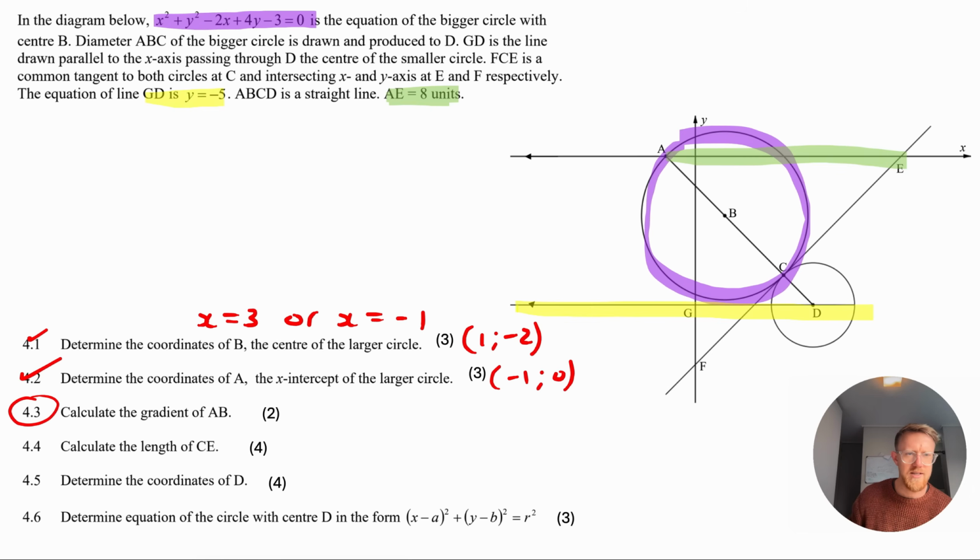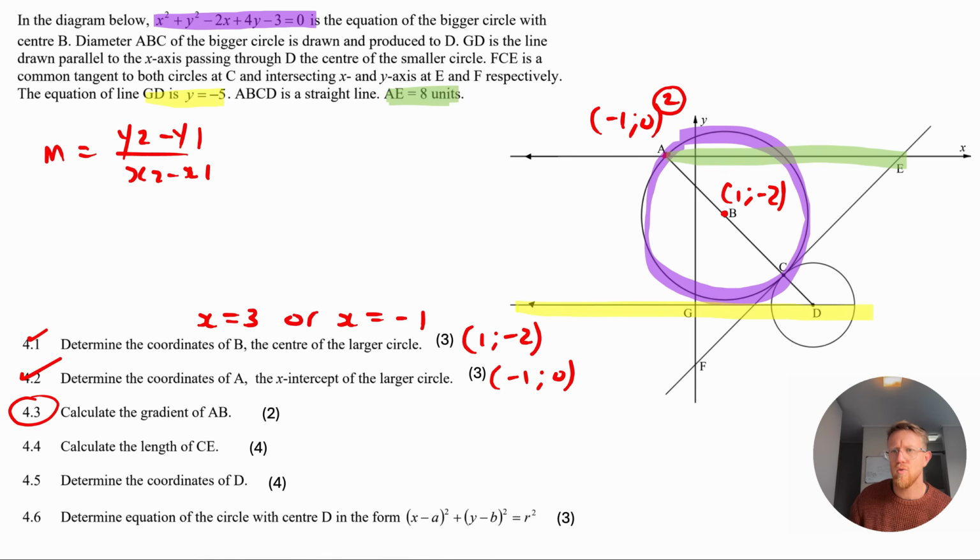Okay, this question says calculate the gradient of AB. So we have the coordinates of B, which is 1, negative 2. We have the coordinates of A, and so you can go do the gradient. y2 minus y1 over x2, take away x1. And so I'll just call this point number 2 and this point number 1. Doesn't matter how you want to do that. And so you should end up with 0, take away negative 2, over negative 1, take away 1. And that would eventually give us a value of negative 1.